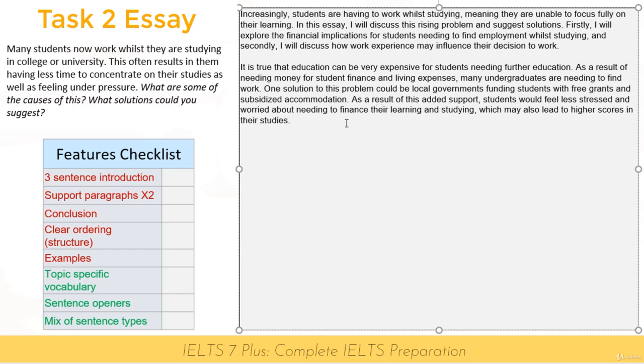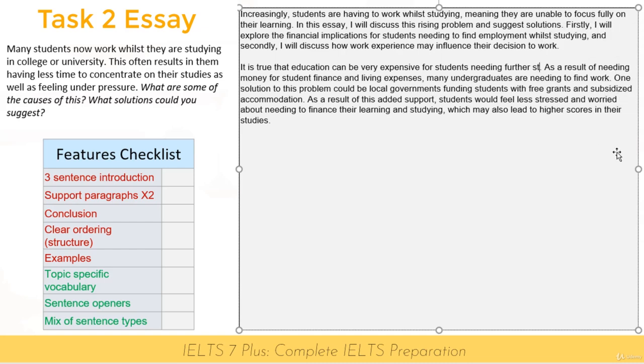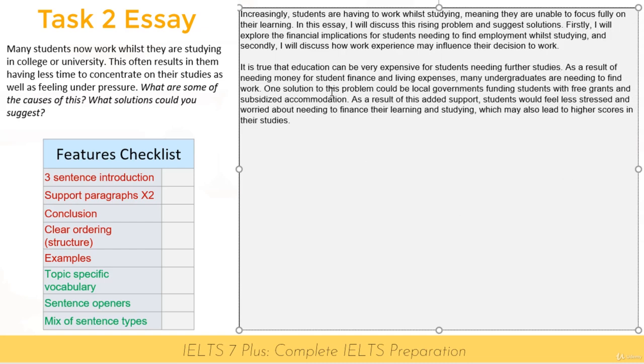Okay, so I'll quickly read this back. It is true that education can be very expensive for students needing further education. I feel like I'm repeating myself a little bit there, so I'm going to say for students needing further studies. As a result of needing money for student finance and living expenses, many undergraduates are needing to find work. One solution to this problem could be local governments funding students with free grants and subsidized accommodation.